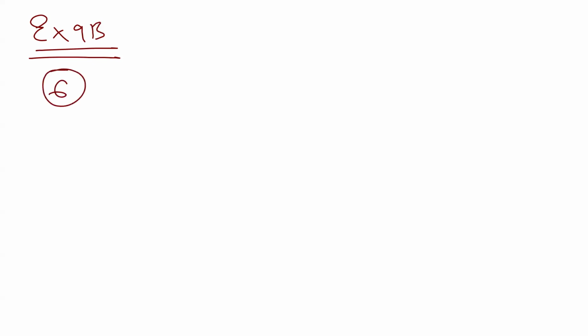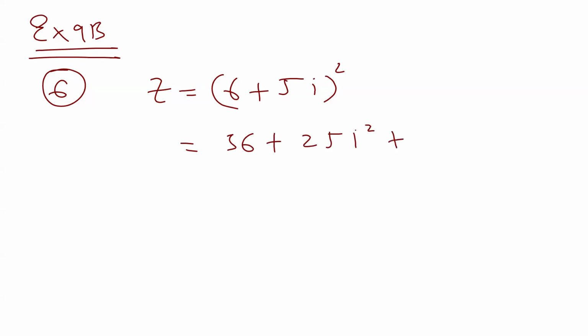They are asking you to write down the conjugate of (6 plus 5i) the whole square. So first we are going to simplify. We cannot directly calculate the conjugate. First we need the simplest form of a plus bi. This is not a simplest form, there is a square over here. So a square plus b square plus 2ab.